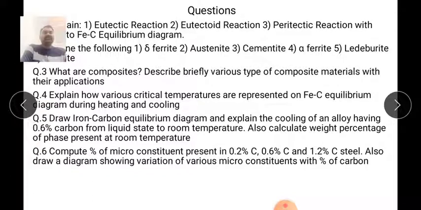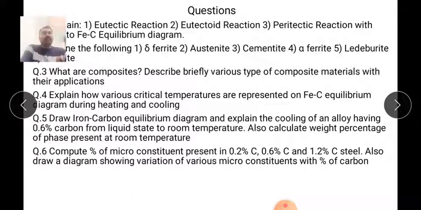Then the next question is: draw the iron carbon equilibrium diagram and explain the cooling of an alloy having 0.6% carbon from liquid state to room temperature. Also calculate the weight percentage of phases present at room temperature. In that case we have considered the example of steel containing 0.8% carbon, and by using that we have drawn one vertical line which is perpendicular to the x-axis and passing through 0.8% carbon, and that line intersects the various curves.